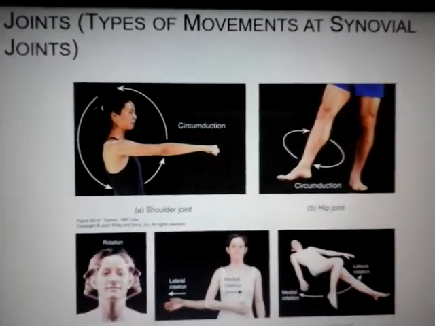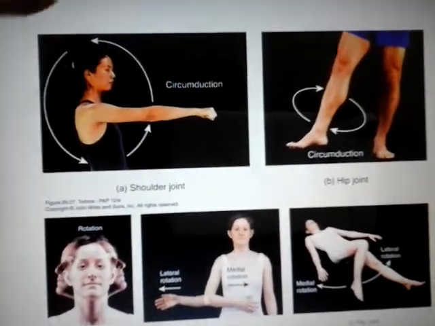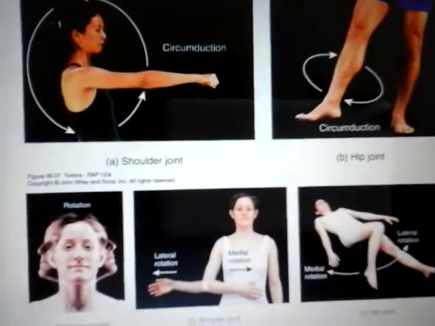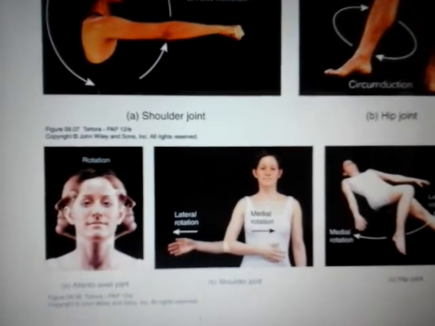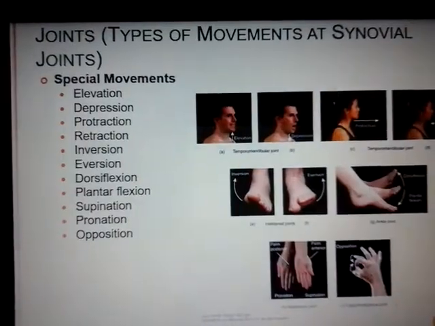Okay? And these are just different pictures. So here's circumduction, that you're spinning your arm around. Circumduction, you can spin your arm in a circle, you can spin your leg in a circle, all that. Okay? Here's rotation, twisting our arm back and forth, all examples of rotations.